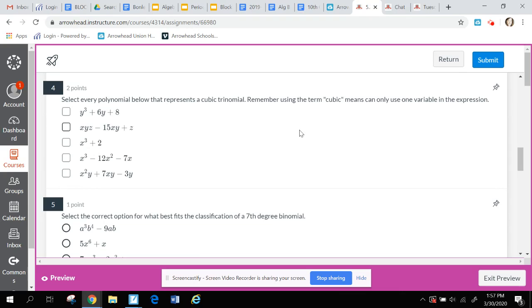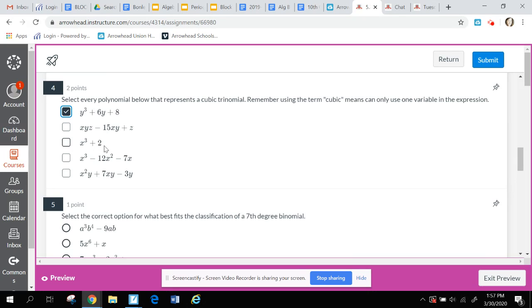On number 4, select every polynomial below that represents a cubic trinomial. Remember, using the term cubic means you can only use one variable in the expression. So it means a degree of 3, and we only have one variable throughout the entire thing. In our first one, y to the third plus 6y plus 8, that works. It's a degree 3, and it's only using y's. Our next term, xyz, does have a degree of 3, but since it uses more than one variable, x, y's, and z's, we cannot select that one.